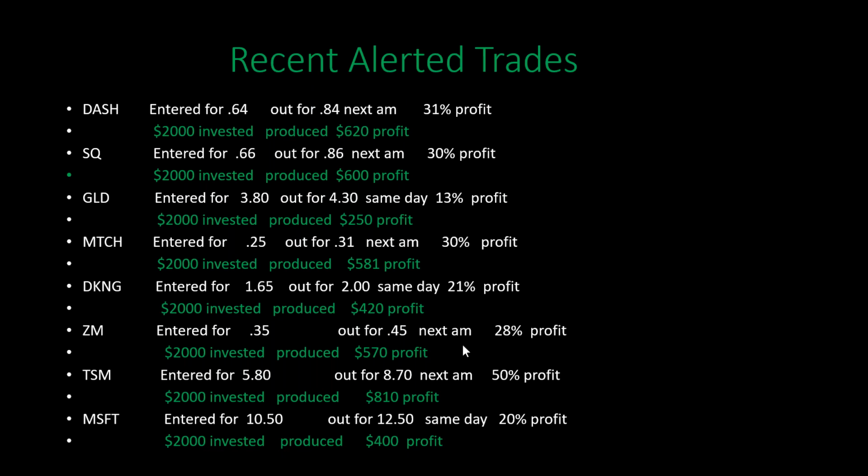So anyway, these are the profits on these trades. Again, in for 35, out for 45. Doesn't sound like much. 28% profit, $2,000 invested, gets you 570 bucks. This was a nice one. This was TSM, in for 580, out for 870 the next morning. That's a pretty big move right there, 50% profit. So those are the alerted trades, and you saw how they would look.